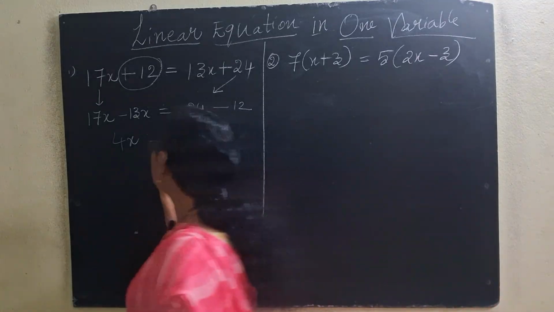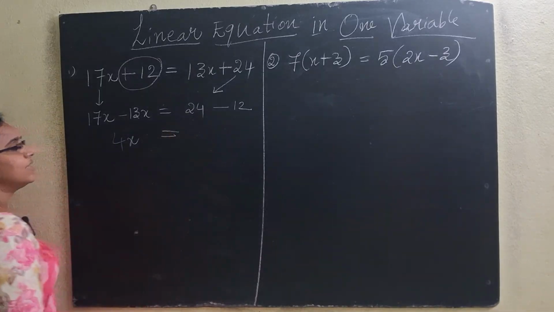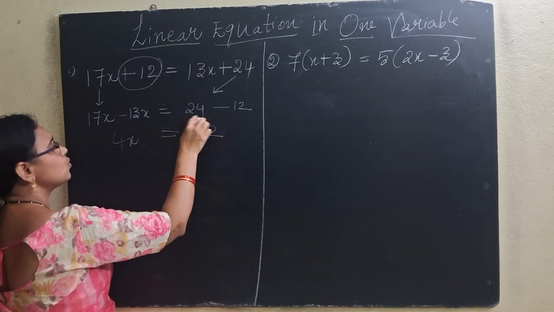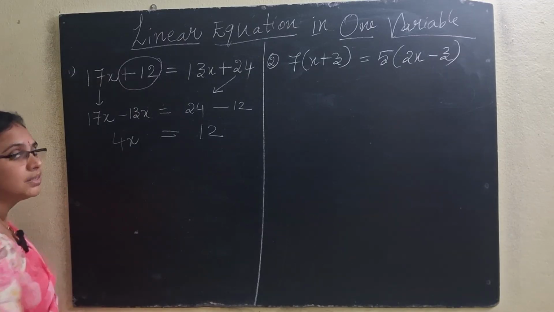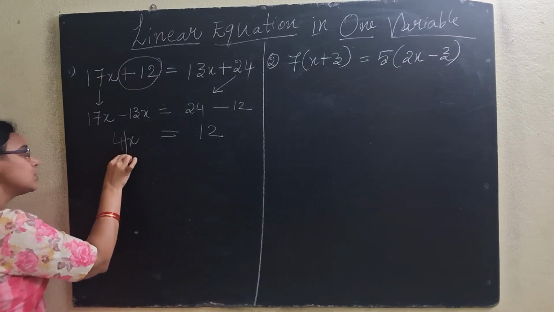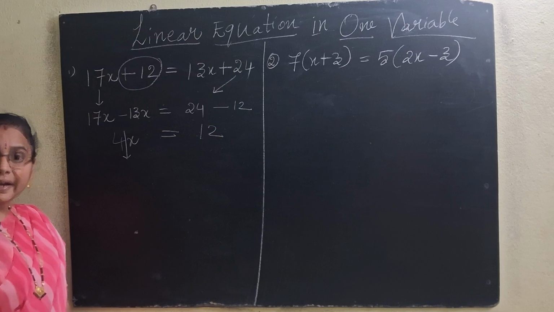Is equal to 24 minus 12. 4 minus 2 is 2. 2 minus 1 is 1. What do you want? x. With x what do you observe? 4. What operation is going on? It's product.